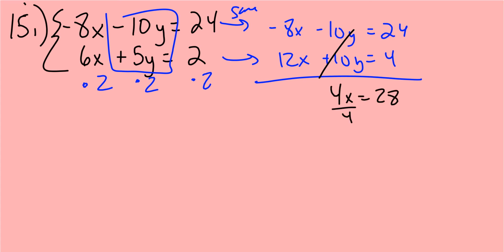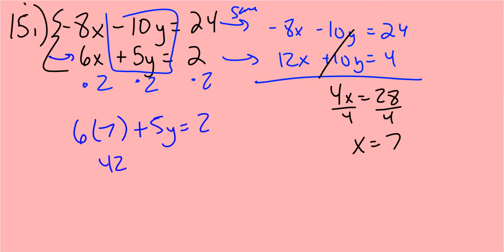Divide by 4 on both sides. X equals 7. I'm going to take that 7 and plug it into the top equation. Actually, I'm plugging it into the bottom. I'm plugging it right there. 6 times 7 plus 5y equals 2. I end up with 42 plus 5y equals 2.